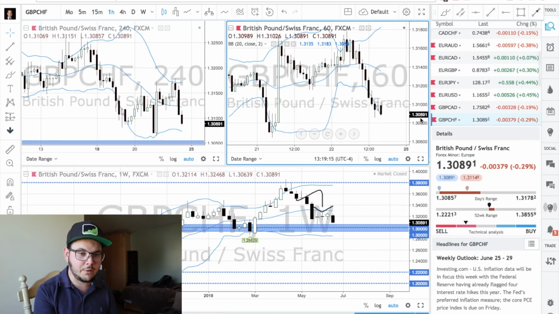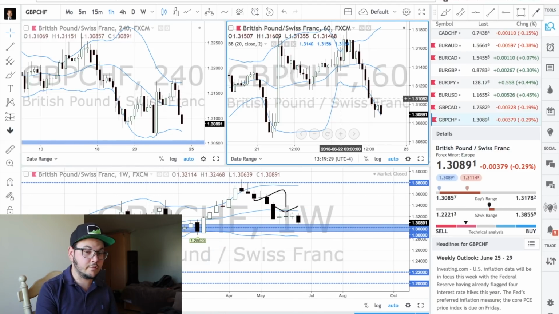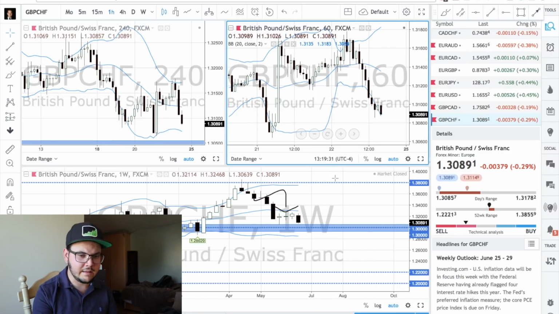GBP/CHF, close to the zone, not yet at the zone. I said I would flag this one earlier rather than later because I want to see what price was doing. Now it looks like price went down closer to the zone this past week, and now we wait to see if we have any bullish setup on the pair. Nothing so far, so you keep it flagged, and it's at a very round number, like 1.3.